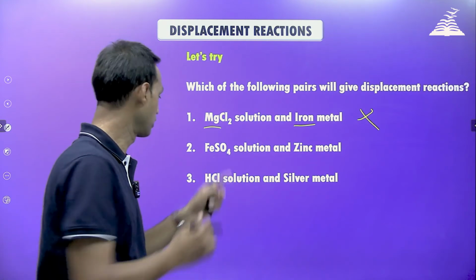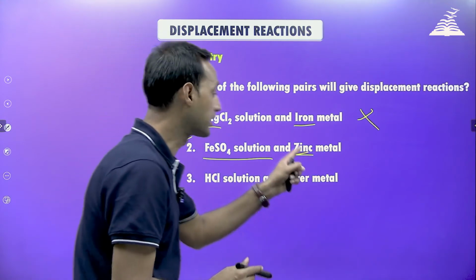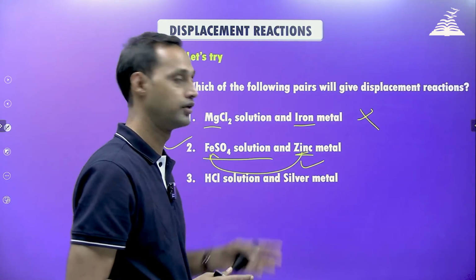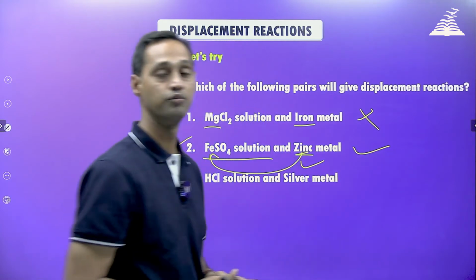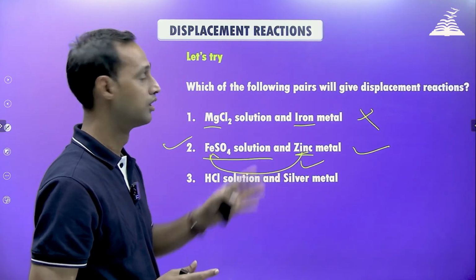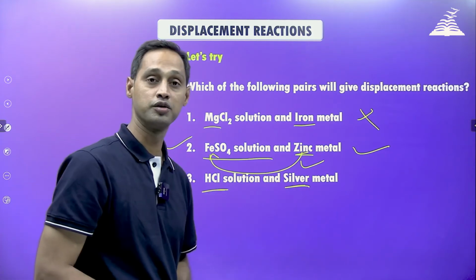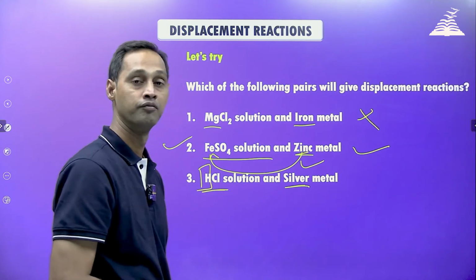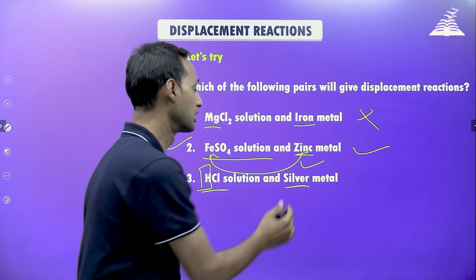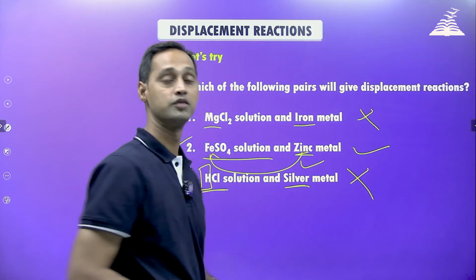Let's take a look at this one. Iron sulfate solution and zinc metal. Zinc is more reactive than iron, so zinc can displace iron from iron sulfate solution, so the reaction is possible. Displacement takes place here. This is a displacement reaction. Here, silver metal and hydrochloric acid solution. So here, think about hydrogen. Silver is placed below hydrogen in the reactivity series. So silver is less reactive than hydrogen. So displacement doesn't take place here.